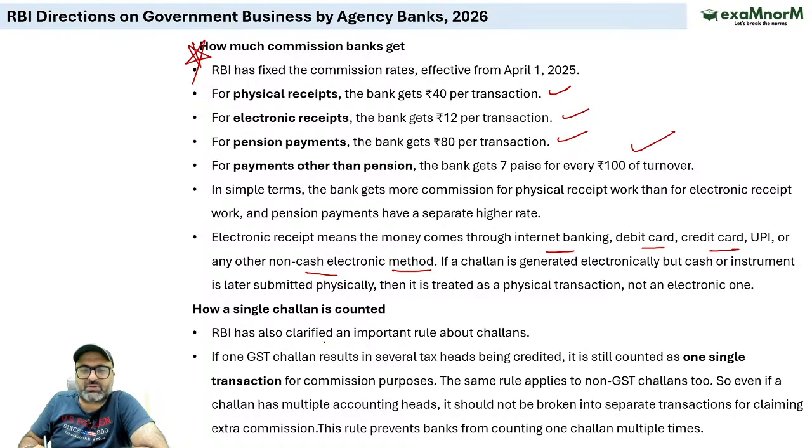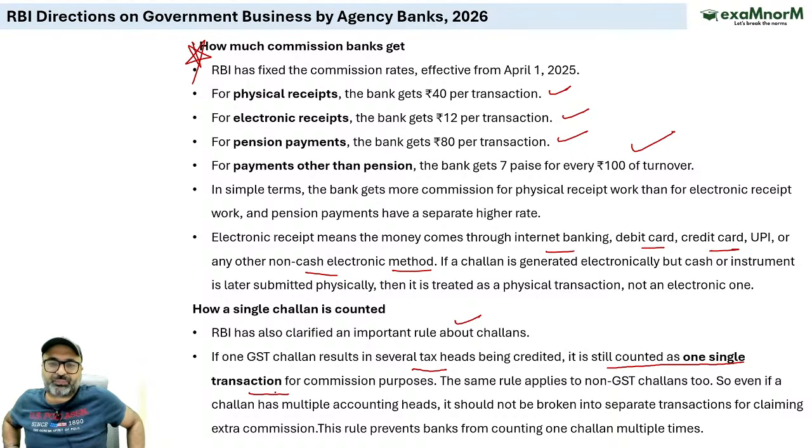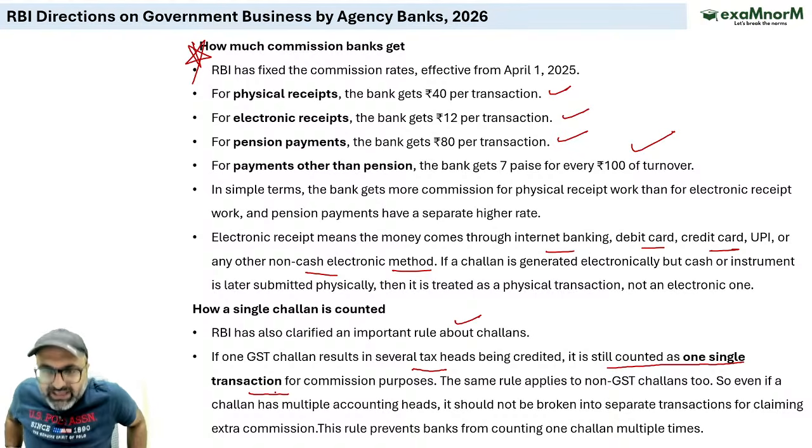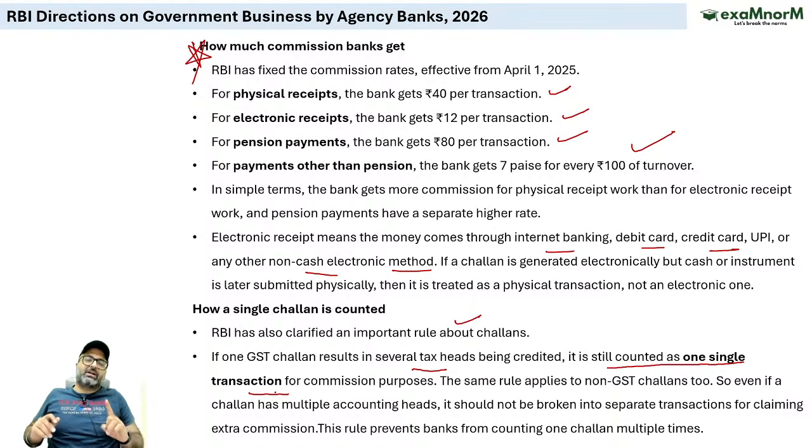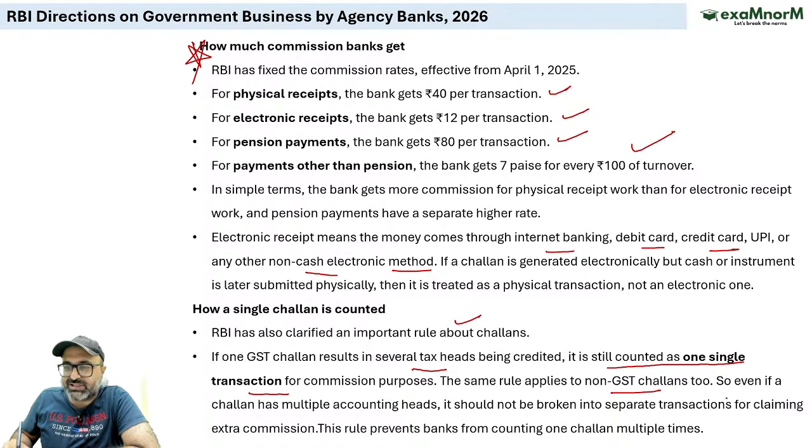So RBI has also clarified the important rule about challans. If one GST challan results in several tax heads being credited, it's still counted as one single transaction only. मतलब अगर एक चालान क्रिएट हुआ, उस चालान पे multiple credits हुए हैं GST के, it will be considered as one transaction only. The same rule applies to non-GST challans as well.